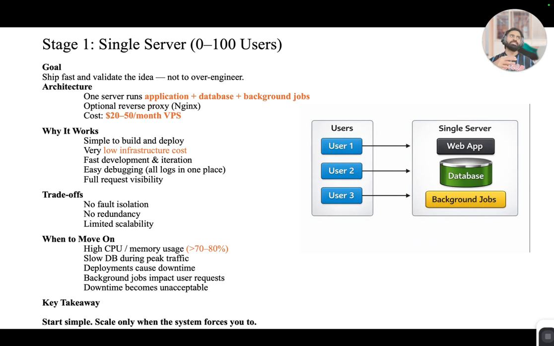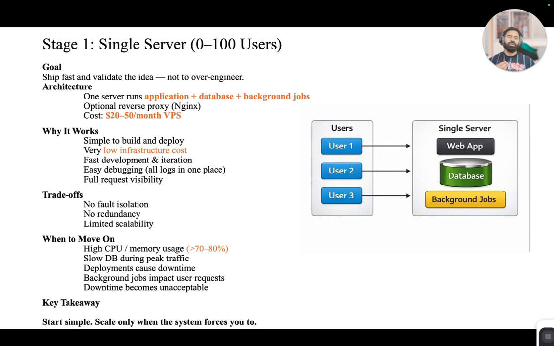So now it is important to also discuss the cost. Usually around $20 to $50 per month for using these cloud services, right? So now let's discuss why this works so well in the early stages with a single server. Because at this stage, simplicity is your biggest advantage.